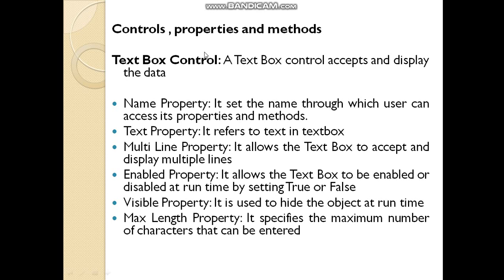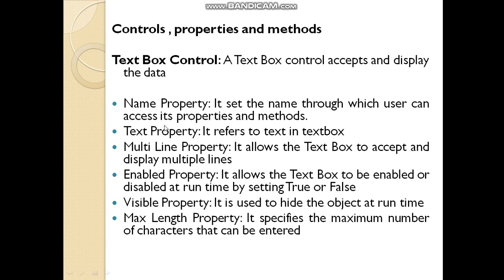The properties of this text box control are, first, the name property. The name property is used to set the name of this control. It sets the name through which a user can access its properties and methods. With the help of this name property, by setting the name of a text box control, a programmer can access its properties and methods.